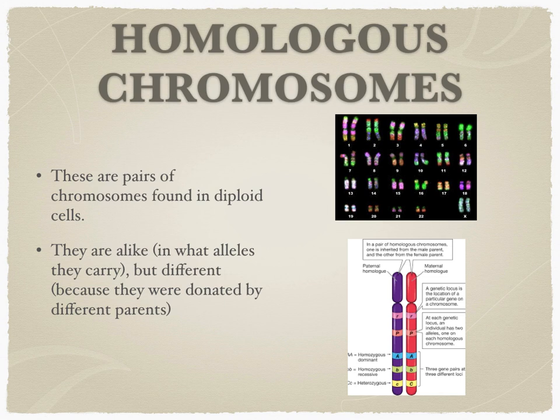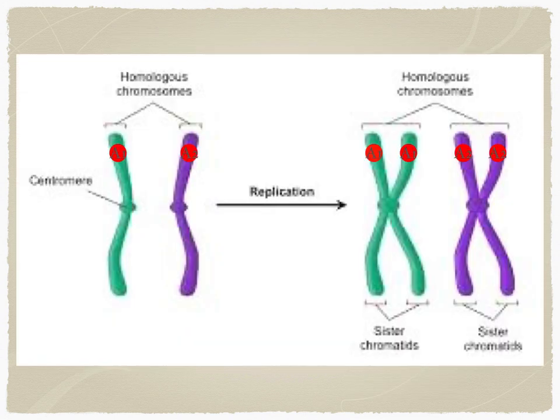Okay, so each of the chromosomes within a homologous chromosome pair are different because they've come from different individual parents, but they're alike in the fact that they code for the same traits. So that's a little bit about homologous chromosomes, and they'll come into play quite a bit in our next few segments.